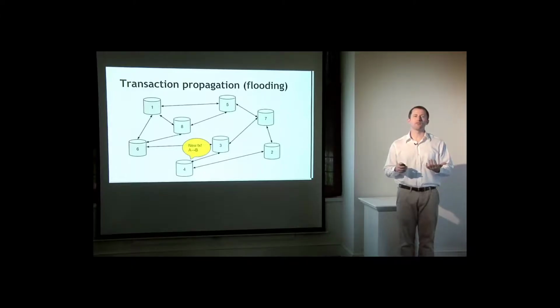So let's say that node 4 here hears about a new transaction. So Alice wants to pay Bob some money. Alice creates a Bitcoin transaction and submits it to node 4. Or maybe her wallet software or her exchange does that on her behalf. But somehow this transaction gets to node 4. Now node 4 says, great, I've got a new transaction. Alice wants to pay Bob. Let's tell everybody about it.